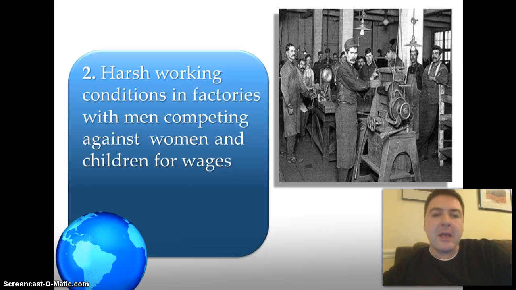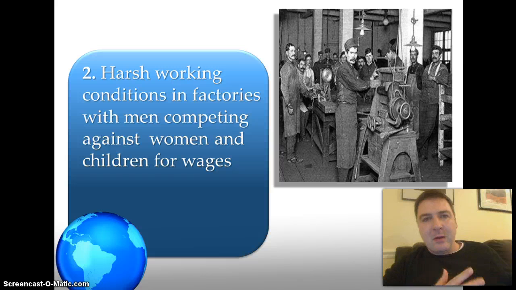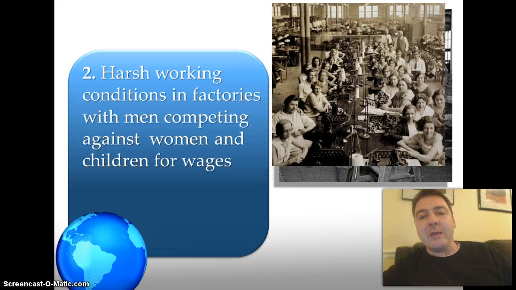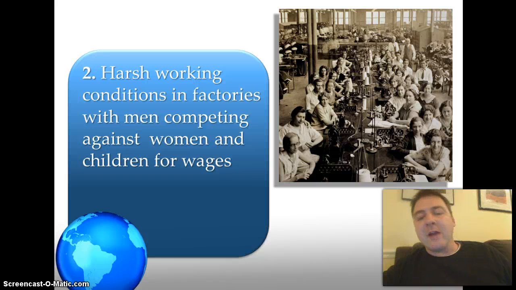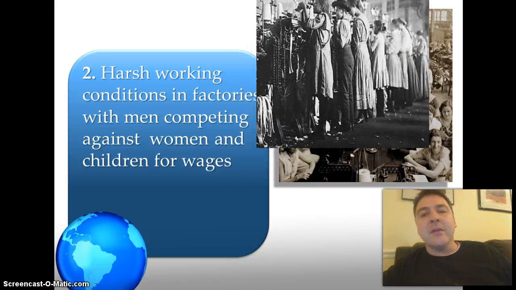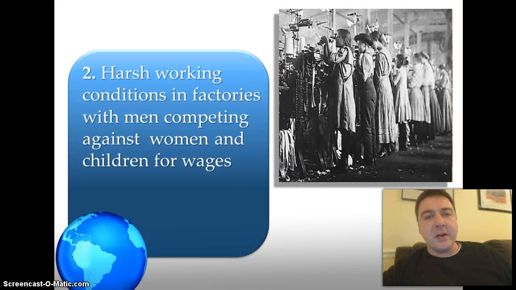Men competed against women and children for wages. In other words, it was a cutthroat environment, where men and women and children were competing, really a race to the bottom for who would do these jobs for the least amount of money. So we see men there in the factory, we see women here in this factory, we see children here in this factory.